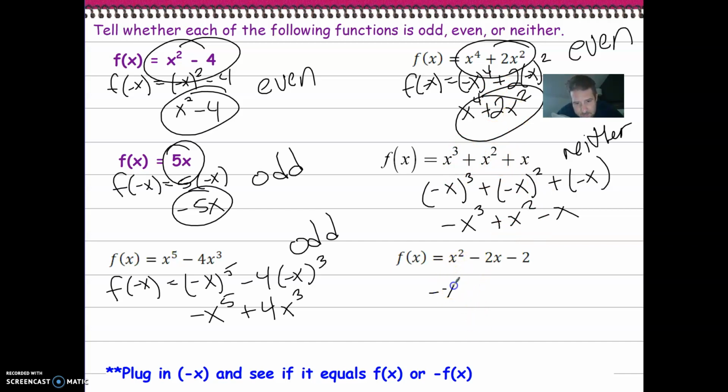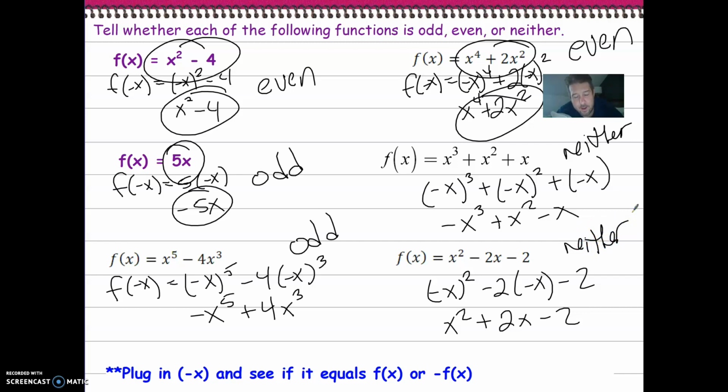And then the last one, we have negative x squared minus 2 times negative x minus 2. So this becomes x squared. A negative times a negative is a positive 2x, and then this is minus 2. That's the same. That's the opposite. That's the same. So this one is also a neither, once again, because we don't have the exact same answer as f of x, nor is this the opposite of f of x. So if you get f of x, then you know it's going to be even, and if it's the opposite of it, then you know it's going to be odd.